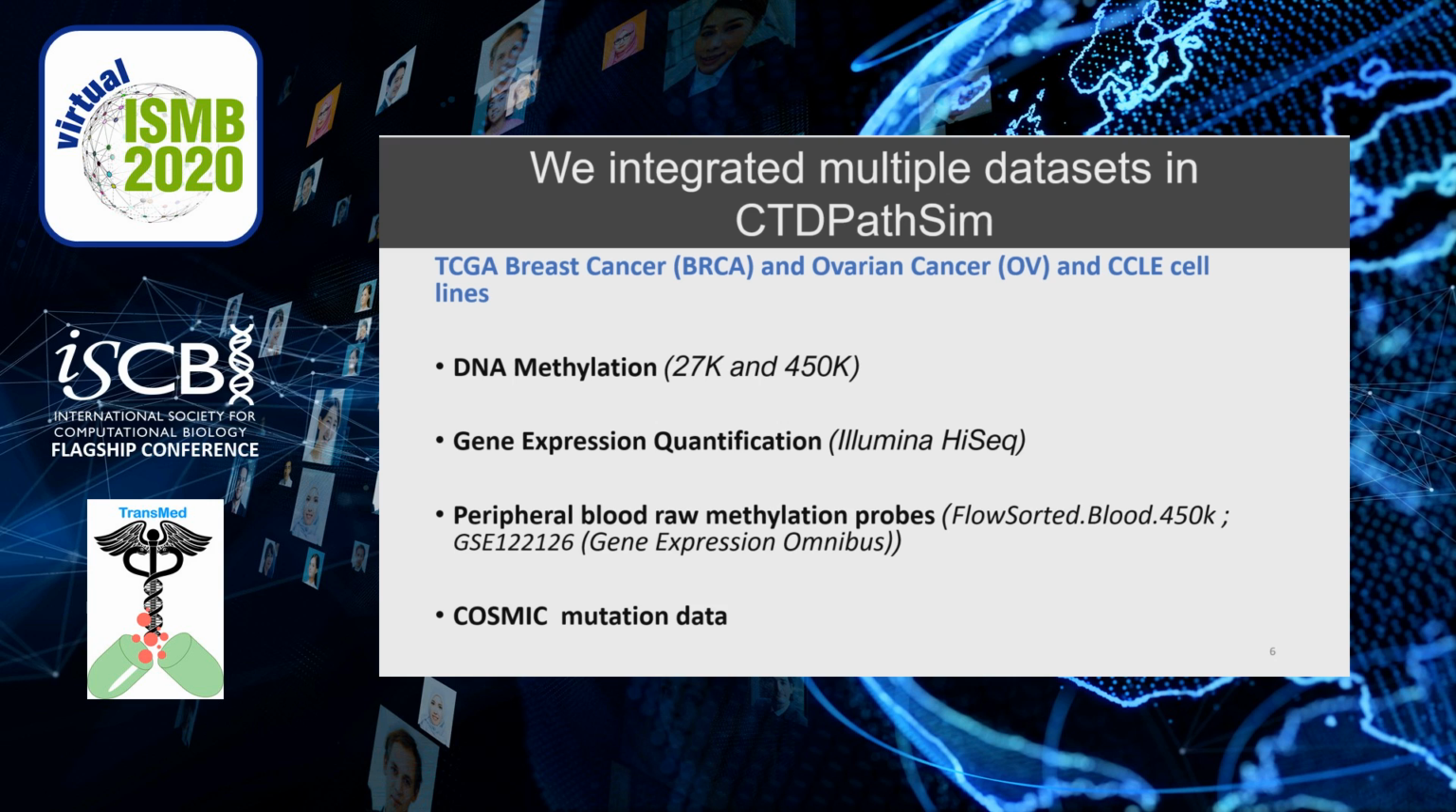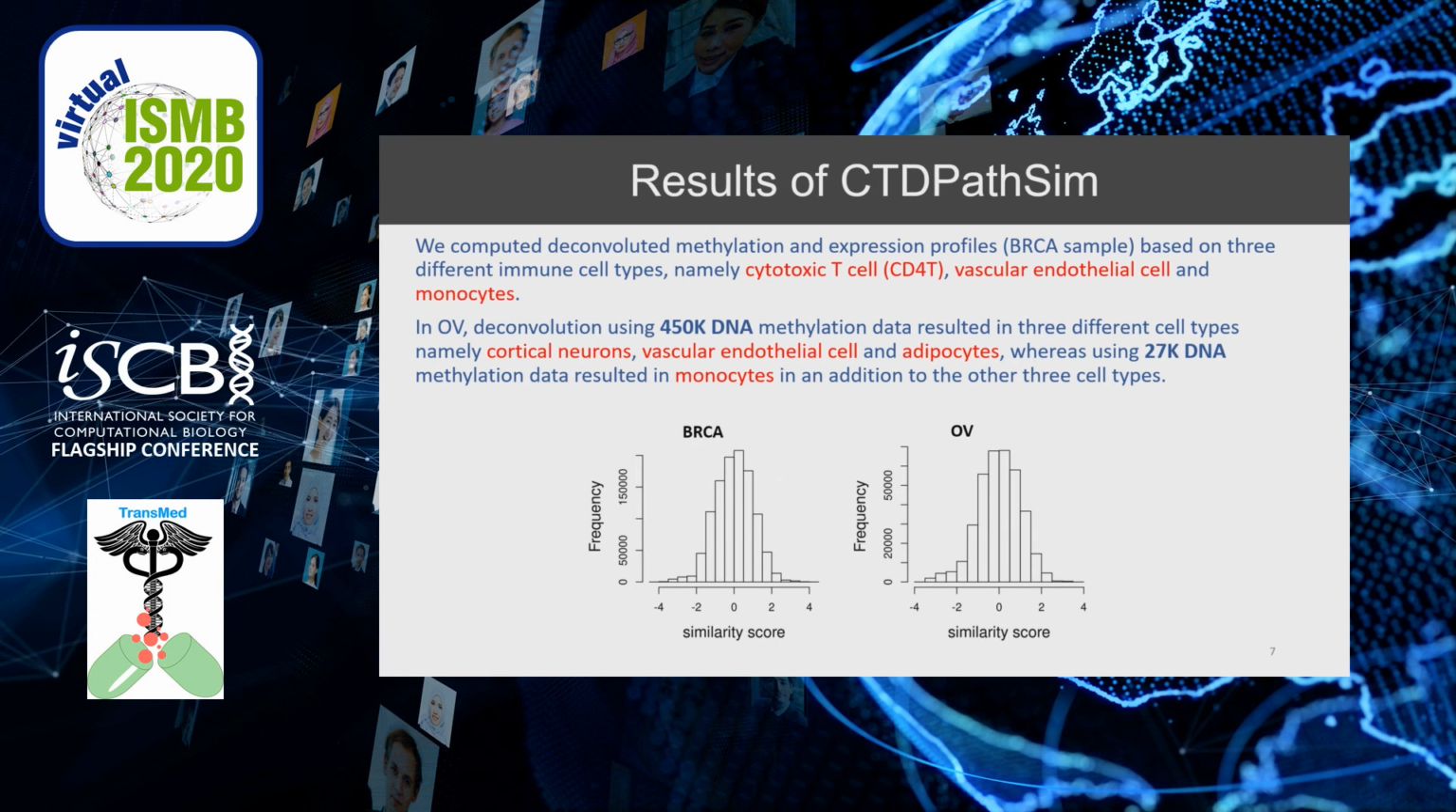We applied our method on TCGA breast cancer and ovarian cancer datasets and cancer cell lines from the CCLE database. We integrated DNA methylation, gene expression, peripheral blood raw methylation probes, and COSMIC mutation data in our pipeline. We computed deconvoluted methylation and expression profiles of breast cancer and ovarian cancer samples based on different immune cell types. In this figure, we showed the Z-normalized similarity scores computed by CTDPathSim for breast and ovarian cancer samples with CCLE cell lines.